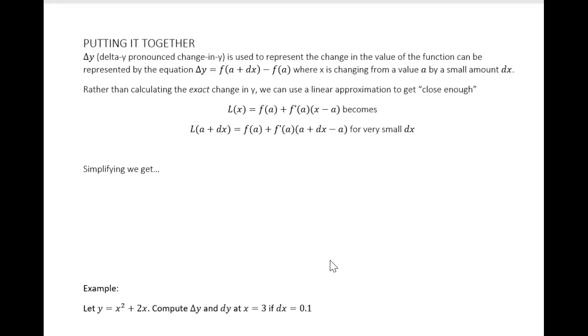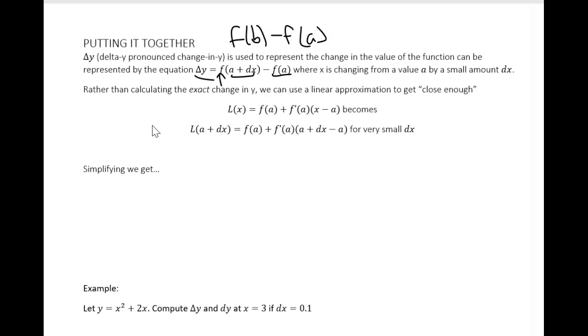If we put this together with our linear approximation, we have delta y equals f of a plus dx minus f of a. Remember f is your output y, and so this f of a plus dx is your ending position, and this f of a, which we're familiar with, is your starting position. dx just represents that jump from a to b, and so we're writing this all in terms of a. And just remember that dx has to be small. Rather than calculating the exact change in y, we can use a linear approximation to get close enough.